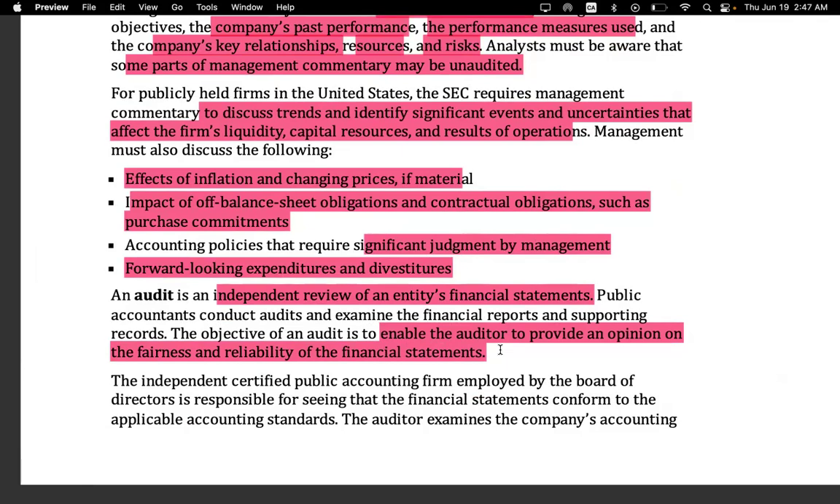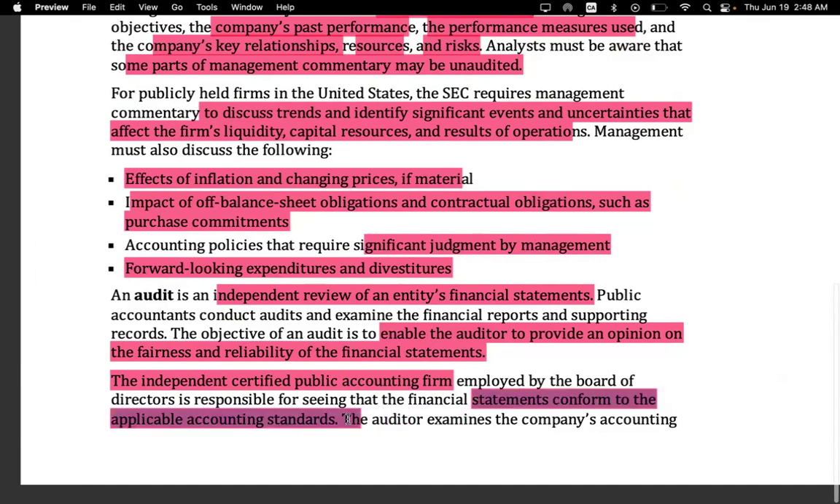Now, the independent certified public accounting firm, it has to be independent. You cannot hire a firm that's also working for you in some other way, right? It has to be independent, no interest in the company. What does it have to do? It is responsible for seeing financial statements conform to the applicable accounting standards.